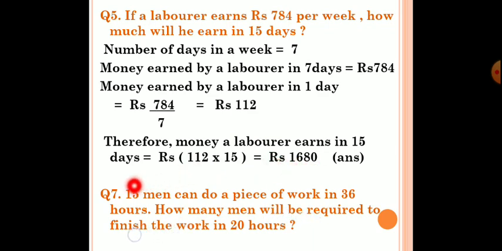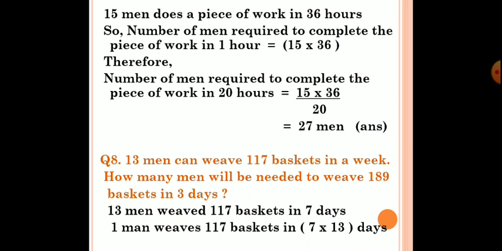Question number 7. 15 men can do a piece of work in 36 hours. How many men will be required to finish the work in 20 hours? Now see, in the cost of commodities and all, when we are finding one commodity, we are dividing, because automatically the price of one commodity is less than the amount of more commodities, right? But in case of people, when 15 men complete a work in 30 days, one man will take more time, isn't it? So the calculation is a little bit different over here.